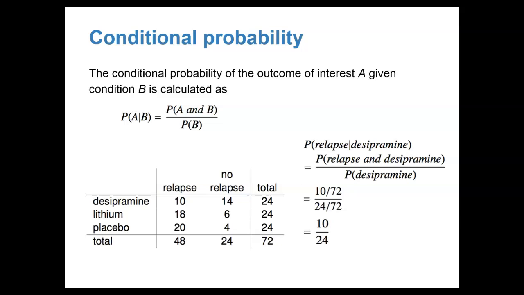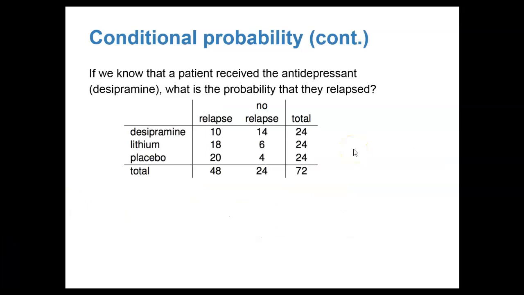Now I want to close by noting that even though I used the formula here to find this probability for the conditional case of a patient relapsing given that they used disipramine, we would rarely use the formula to do this. We would use a more intuitive method, looking just at the rows and the columns, which I'm going to demonstrate on the next slide.